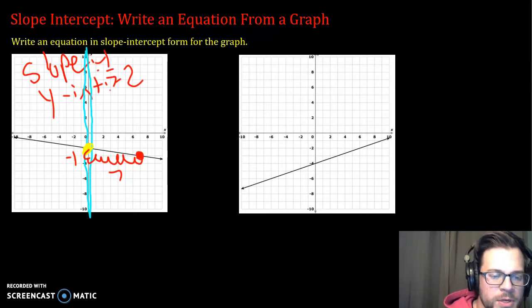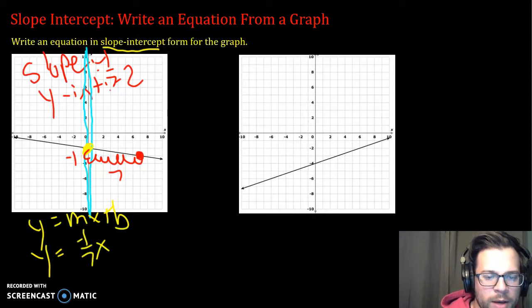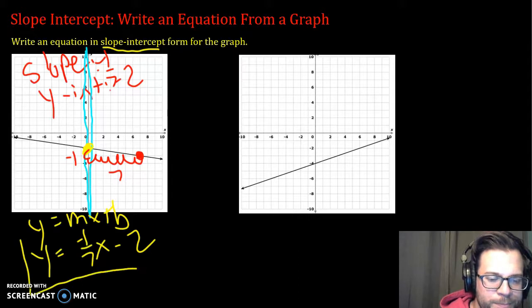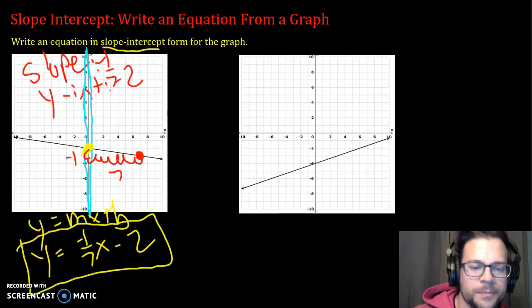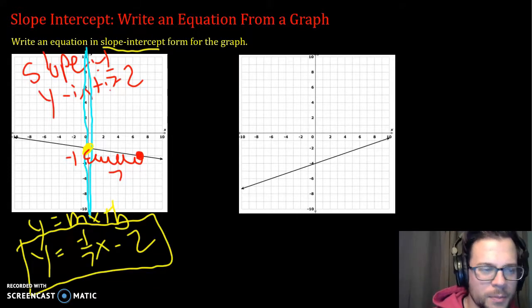Now, given those two pieces of information, we're going to graph it in our y equals mx plus b form, since we want our equations in slope-intercept. Our slope is the -1 over 7, and our y-intercept is a -2. So you just plug those two pieces of information into your mx plus b, and that's how you graph it in a function form. Same thing with the other one.